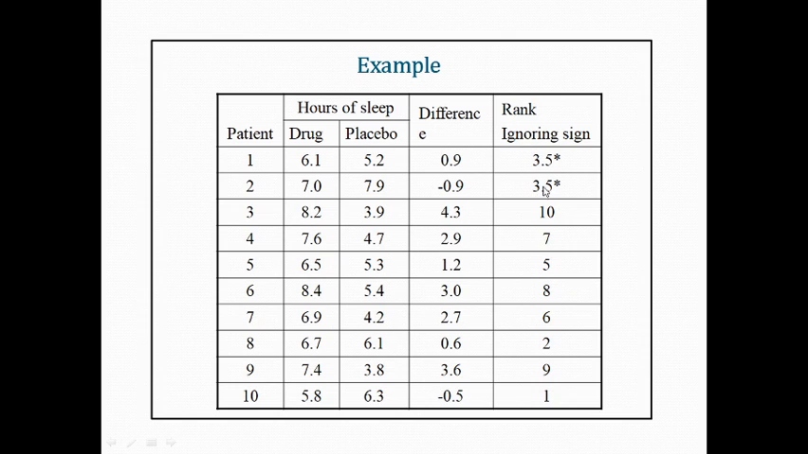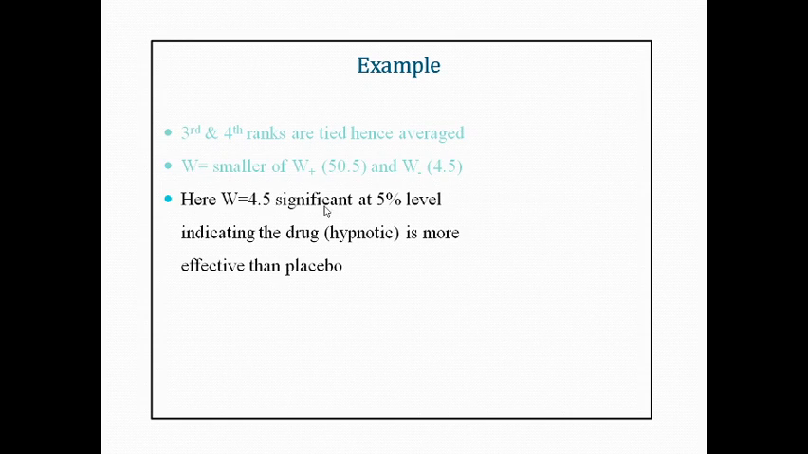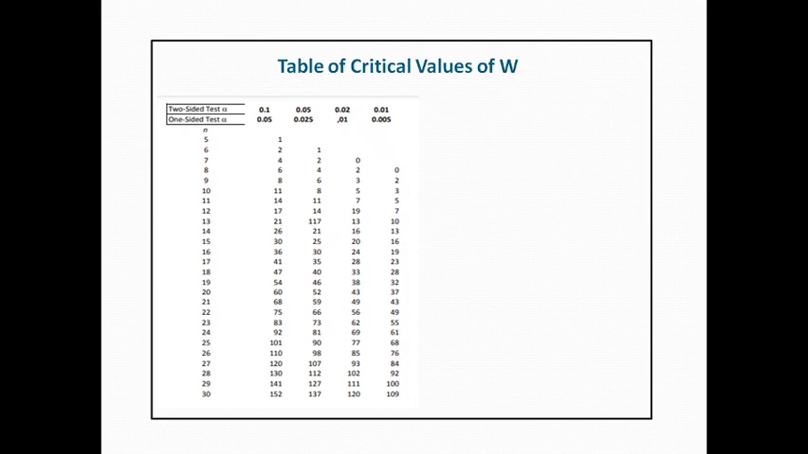So their rank total is 3.5 plus 1, that is 4.5. And the remaining ranks, if you count them, W plus is 50.5. So the minimum of 50.5 and 4.5 is 4.5. So at the 5% level of significance, here we have to assume a 5% significance level.